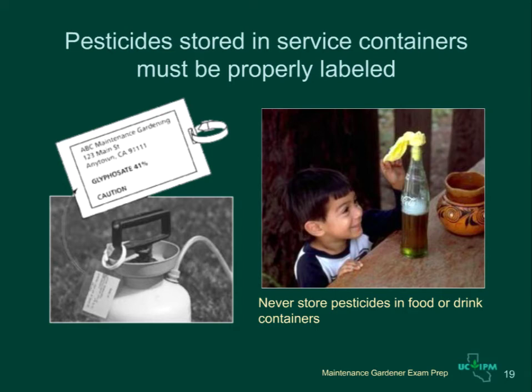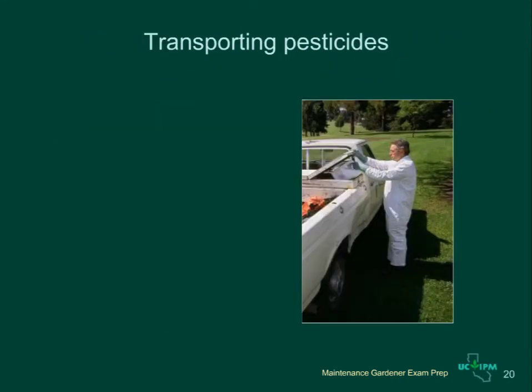Never store pesticides in any kind of container that's commonly used for food or drink. This is to help prevent accidental pesticide poisoning, especially to children. Pesticides must never be transported in the same vehicle compartment as people, food, or animal feed. Never place them in the cab of the truck.